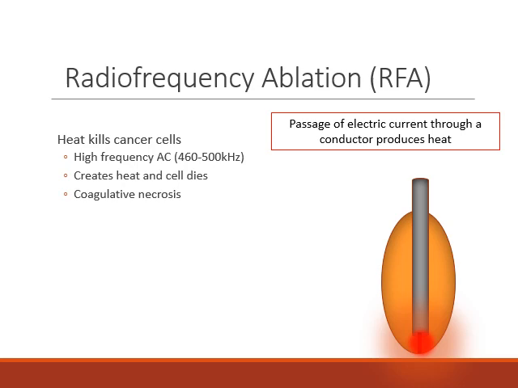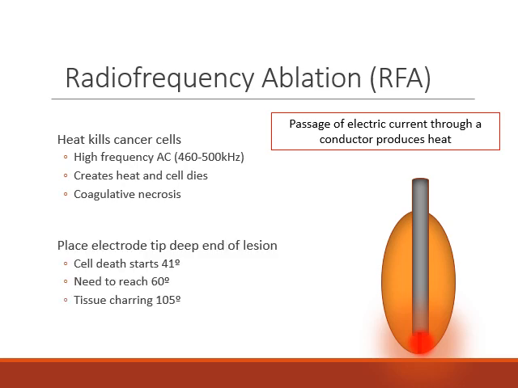Now, cancer cells are more susceptible to heat damage than regular cells. They'll start to die around 41 degrees. You do need to reach 60 degrees throughout the lesion to actually ensure the cancer cells are dead, but you don't want to go too high. Anything over 105 and you'll start charring tissue. Again, this is an exam question I have seen. So for RFA, make sure you know where the electrode is placed. Make sure you know what the numbers are for cell death and the temperature you need to reach within the lesion.